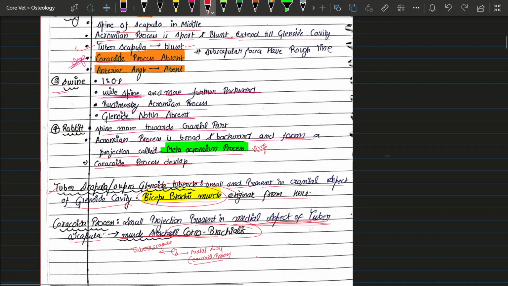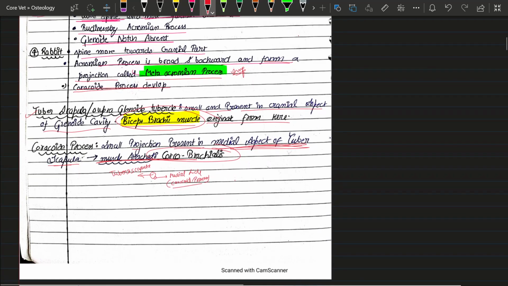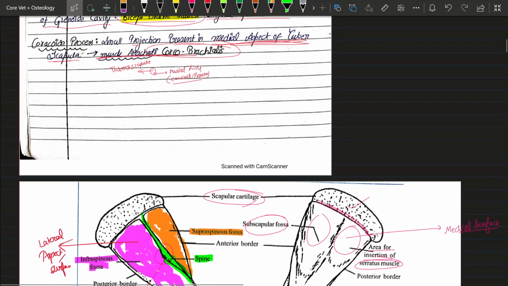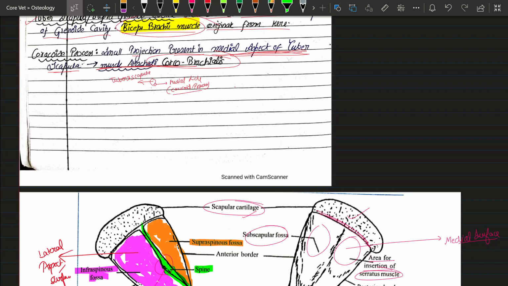So this was all about the scapular bone, and in the coming videos we will be discussing more bones like the humerus, radius, ulna, etc. So this was all about this lecture. Thank you, everyone. Thank you.